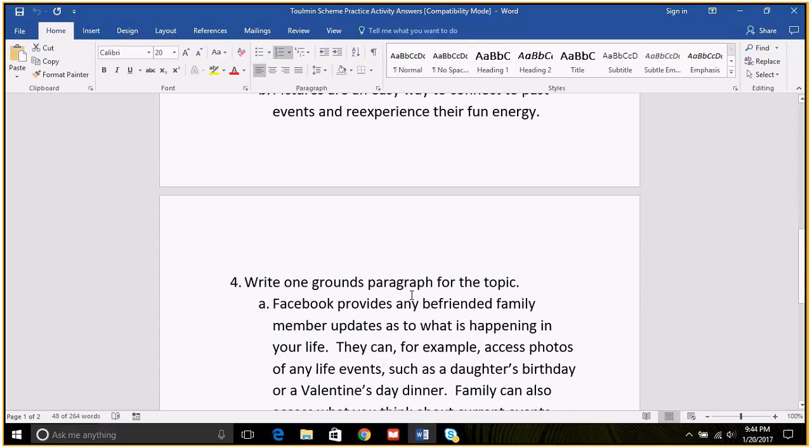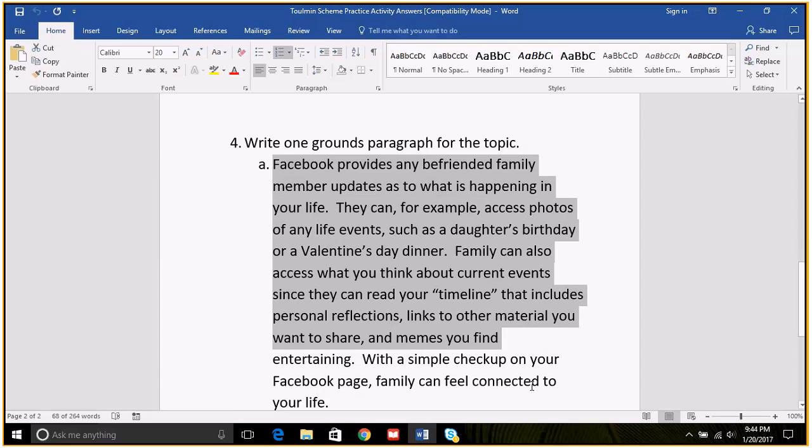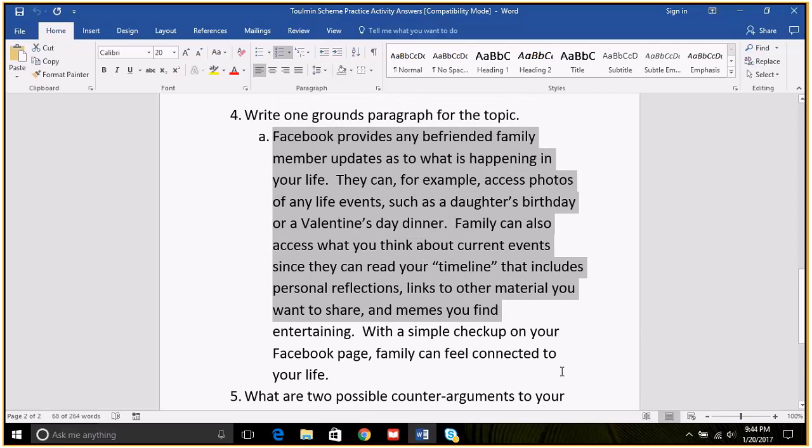Okay? So I've moved down to number 4. And number 4, mine is pretty sloppy because I did not spend the amount of time that you are going to spend in your homework submissions writing a good grounds paragraph. But I did want to do a few things in this grounds paragraph that really good grounds paragraphs try to use. The first thing I want you to look at here, I have what's called a topic sentence.